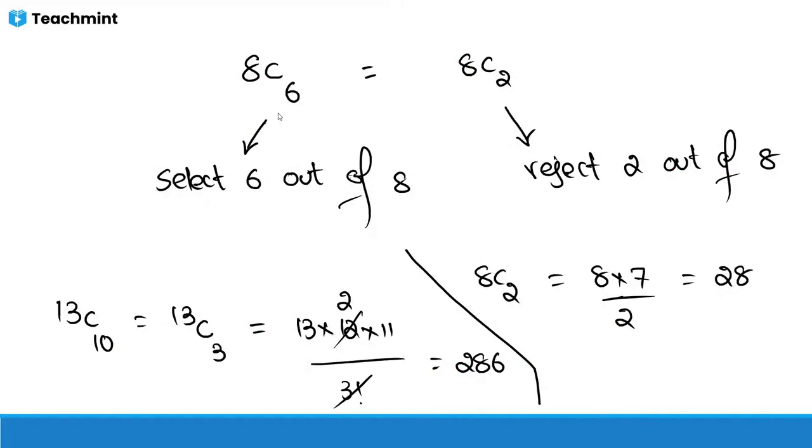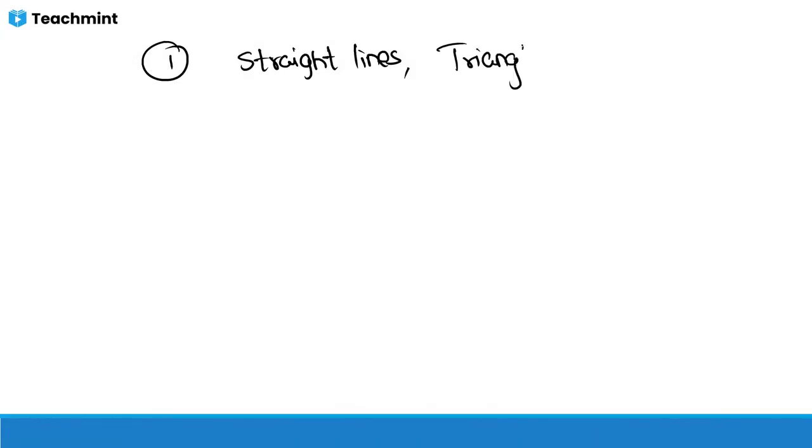As mentioned earlier, there are many applications for combinations, my dear friends. I'll just give the list now and then we'll proceed with the questions. When they're asking how many straight lines can be drawn using the given points, you can go with combinations. Triangles. These are all the applications regarding combinations.